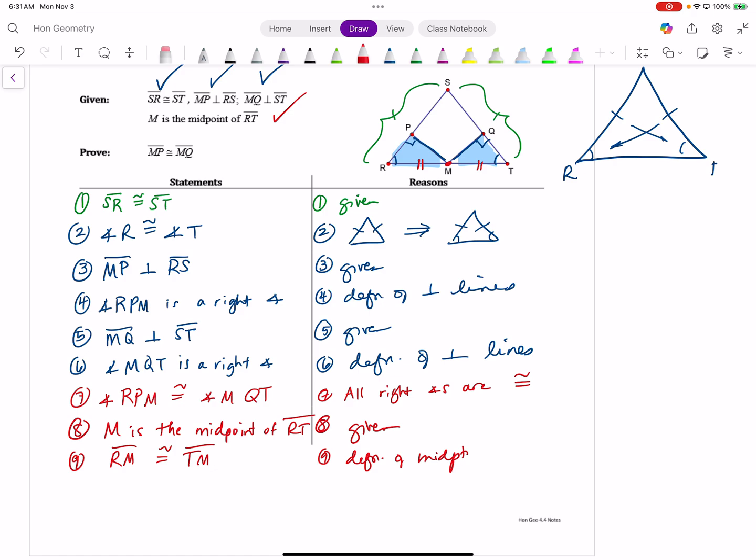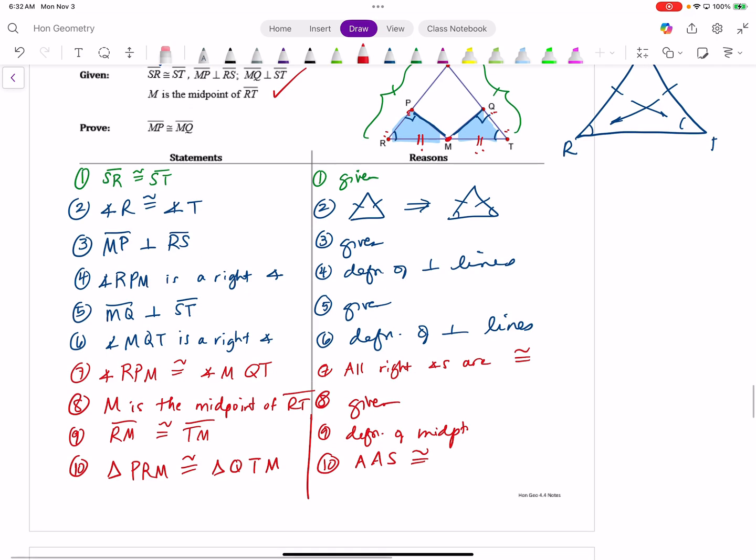Okay, all right, now let me look at those triangles. Angle, angle, side, angle, angle, side. So right angle, angle, side, right angle, angle, side. Those two triangles are congruent now. So triangle PRM is congruent to, what did I start? The right angle? Q, and then I want the angle. There's that order. Because of angle, angle, side congruency.